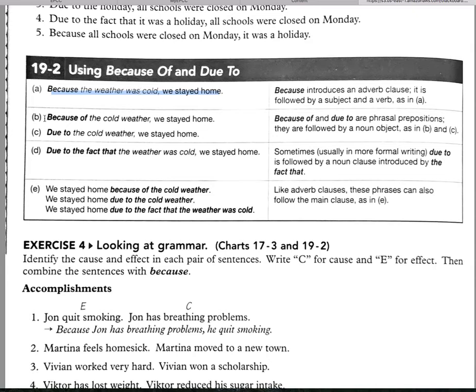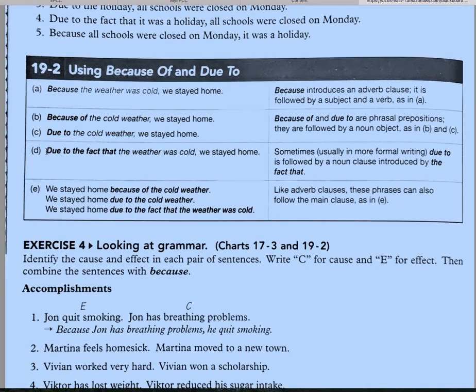But if you look at B, because of the cold weather, we stayed home, and due to the cold weather, we stayed home. Because of and due to are phrasal prepositions, and they are followed by a noun object as in B and C. So here, because of the cold weather, there's your noun object. Due to the cold weather. You notice because of and due to are not followed by a subject and a verb like because. Okay? Because here because of and due to, they're prepositional phrases. Okay?